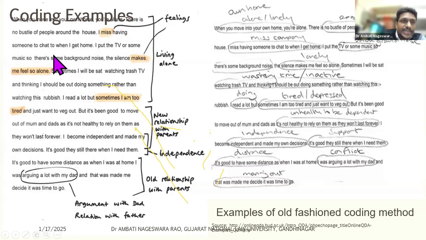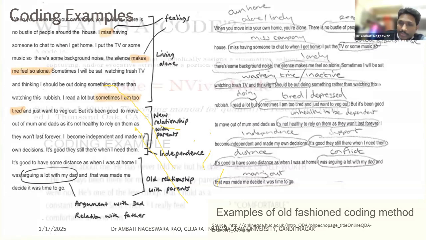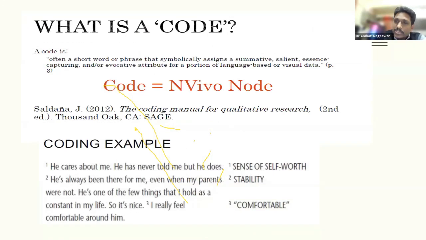For example, here you can see that what I identified is something related to feelings. So you start underlining some significant findings as a part of your research work, which means you are going to generate the codes. Now the question is, what is meant by code? A code is often a short word or phrase that symbolically assigns a summative, salient essence, capturing.